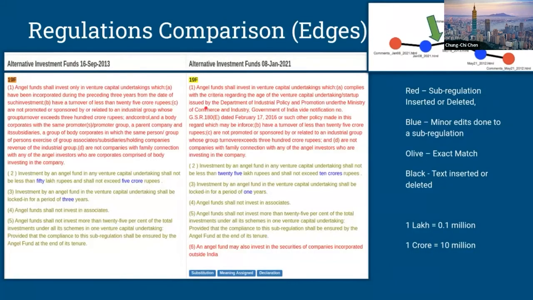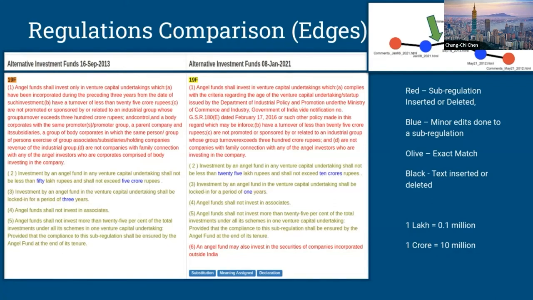The regulations comparison module compares the regulations that are present in two successive amendments of the regulatory document and tries to map out what kind of changes have happened per each regulation. For example, here, the third point in 19F regulations of 2013 and 2021 has a slight change where the lock-in period of an angel fund has been moved from 3 years to 1 year.